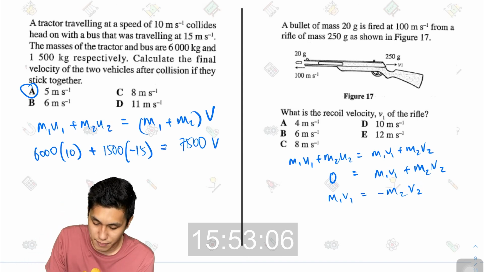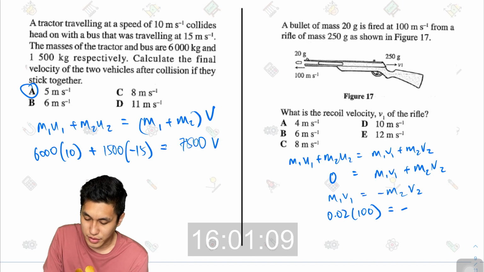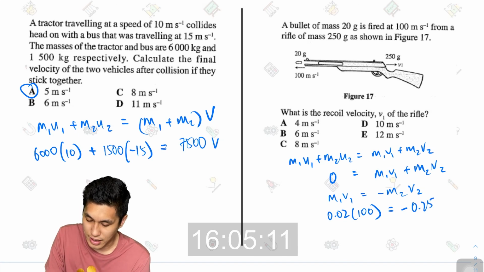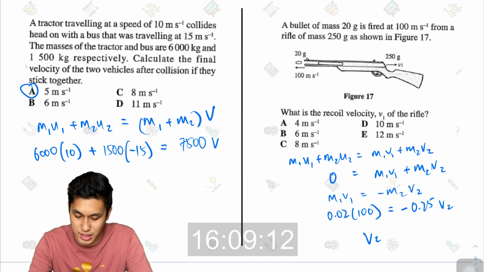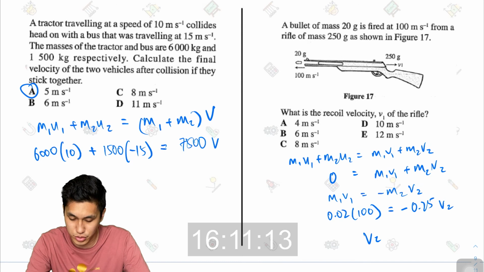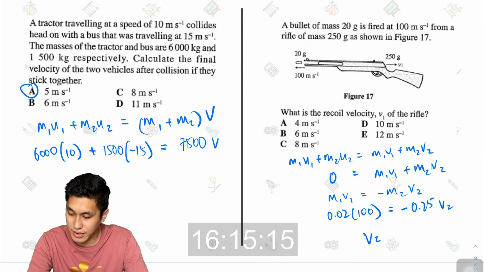and let's put the bullet as 1 and the rifle as 2. So the bullet has a mass of 20 grams, that is 0.02 kg, velocity of 100, that equals the mass of the gun, which is 0.25 kg, and the velocity, which is what we're trying to find. So the velocity here would be 0.02 times 100 divided by 0.25, and I'll get 8.